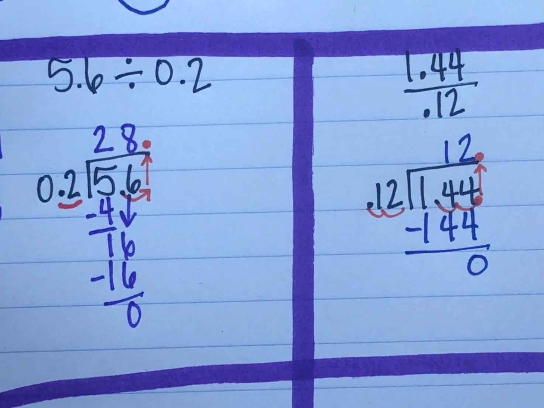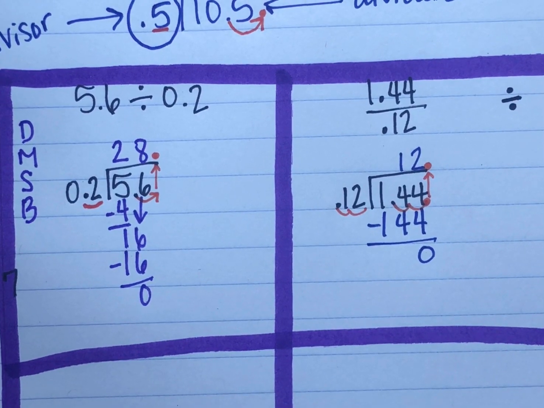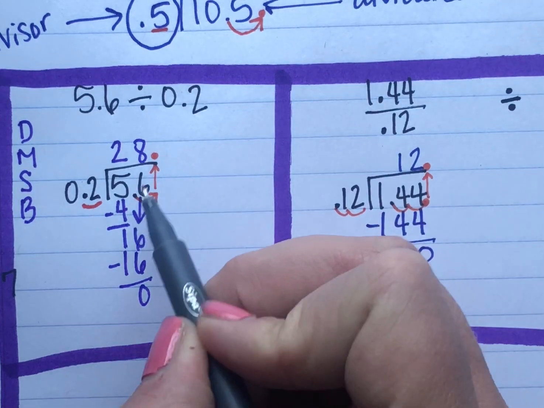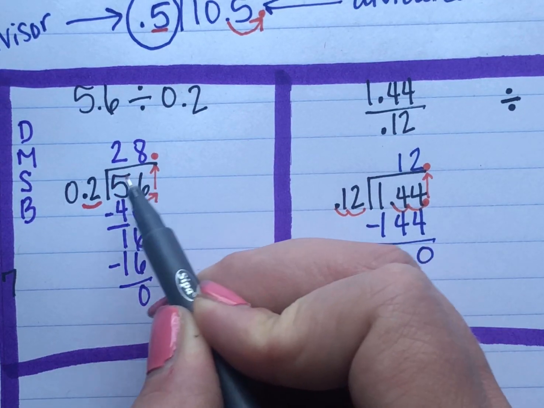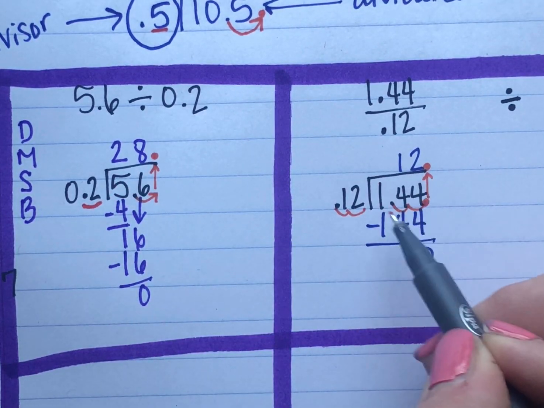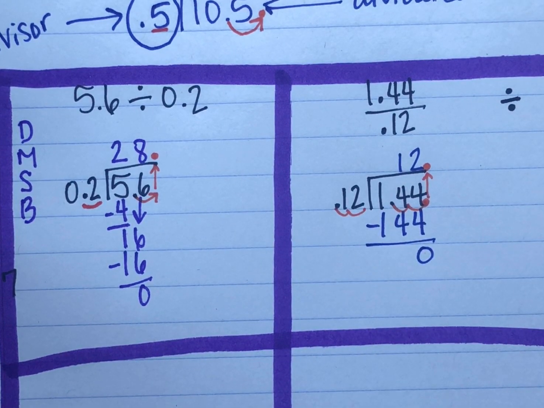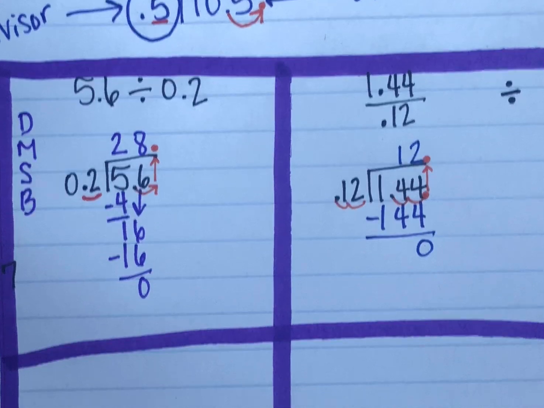Notice both of these examples happen to end up as whole numbers, right? 28 and 12. It's not always going to happen that way. Everything's not always going to be a whole number. These also start with decimals in the dividend somewhere. You won't always have that. Both numbers aren't always going to have a decimal in them. All right, let's look at our next example.